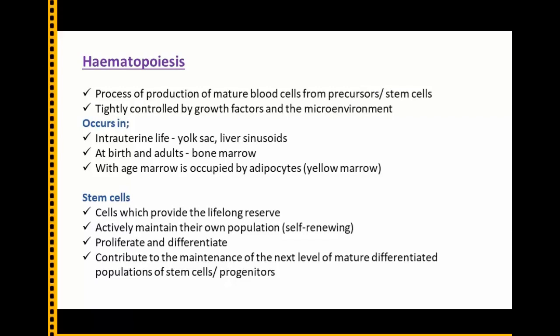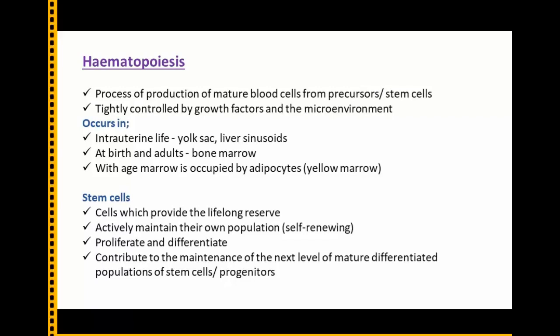Now, we have learned about the types of blood cells, but how can they form? They are formed by a process called hematopoiesis. Hematopoiesis is the process of production of mature blood cells from precursors or the stem cells. This is tightly controlled by growth factors and other factors, and a microenvironment which is suitable for stem cells or precursor cells to form mature blood cells.